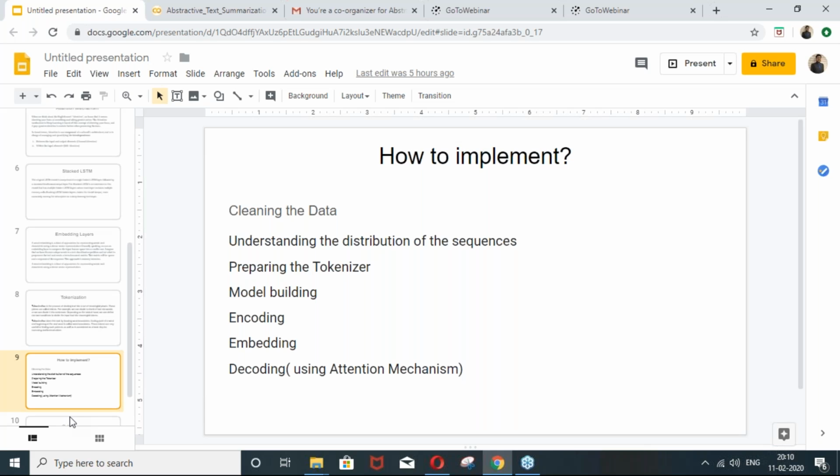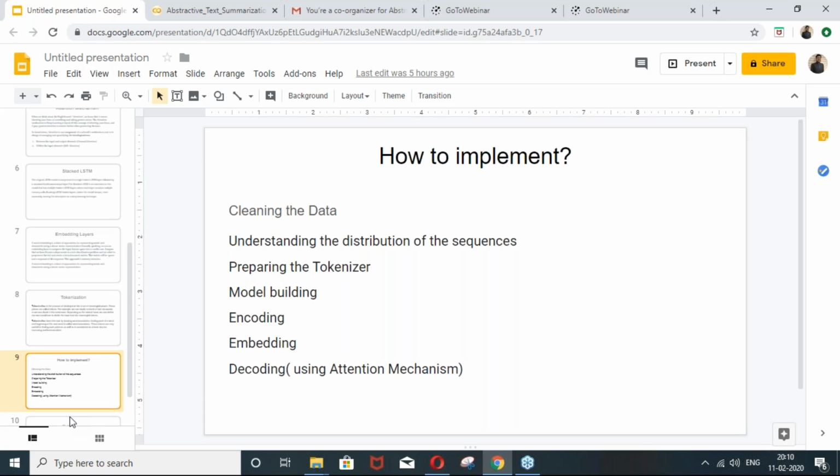Next, we have to understand what the sequences are, what data we have in the data set, so we have to understand the distribution of the sequences. The third one is preparing the tokenizer that I told you about. The fourth part is model building. Then we have to encode it, like I told you.